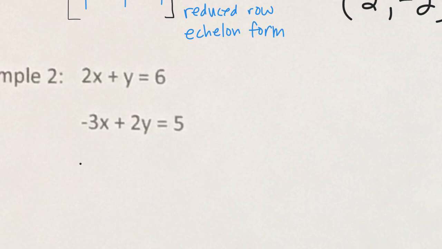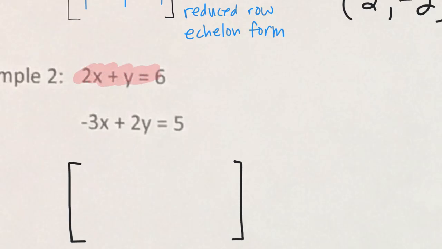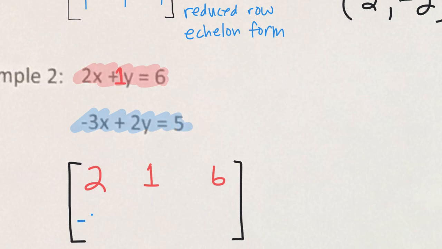So if this is your system of equations, the first thing we do is make a matrix out of each equation with just the coefficients. Remember, we're just using the numbers, no x's or y's involved. So this is a 2, 1, and a 6, because there is one y. We're never going to write a 1 in front of a variable. You just have to understand that there's 1 there. And our second equation gives us our second row, -3, 2, and 5.